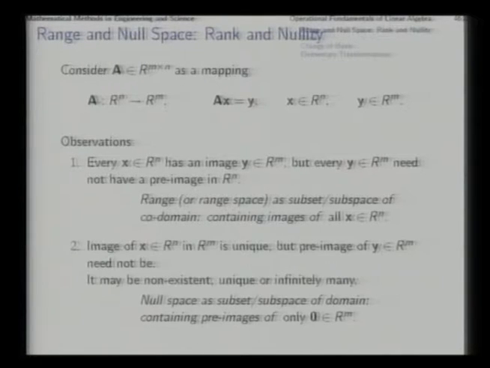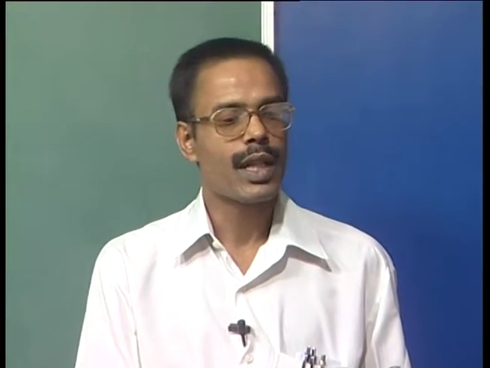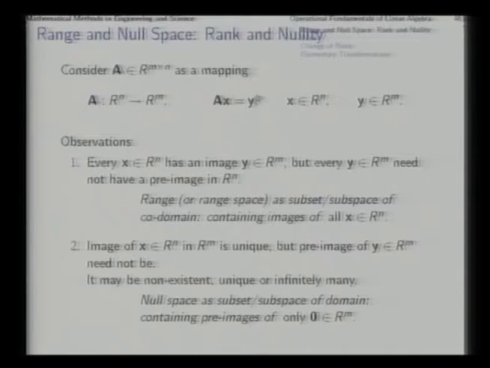The second observation that we made is that the mapping from x to y, in order to be a mapping, must be unique. That is, for a given x we have a unique y. That is obvious, because in this matrix multiplication the result is always unique, but the reverse does not have to be true. That is, for a given y, it is not necessary that the x should be unique and no other x should map to y. That is not necessary. So, the second observation says that the image of x in Rn to Rm is unique, but the pre-image of y does not have to be.